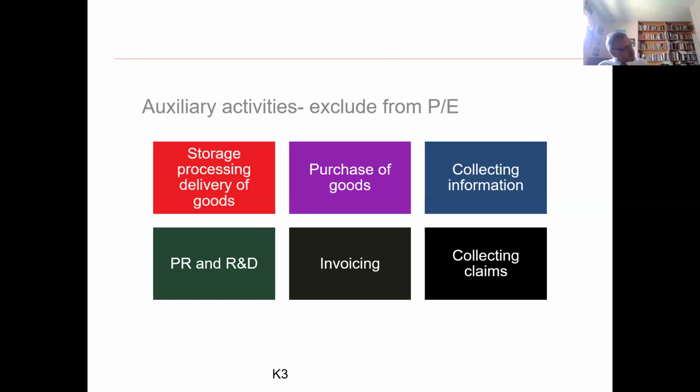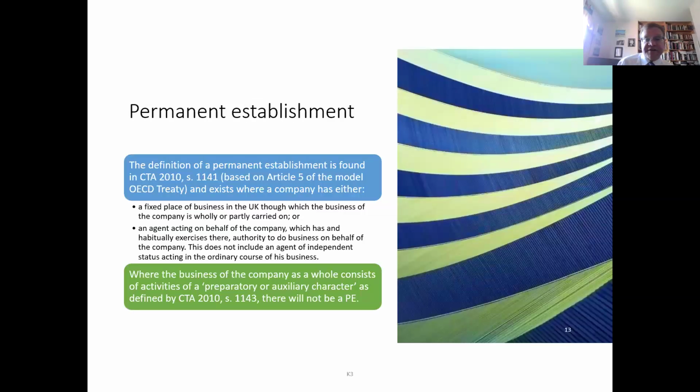Purchasing of goods. So if I purchase goods, timber from overseas, that is not creating a PE. Collecting information, public relations and R&D, research and development, invoicing, and collecting claims. Now, all of those elements individually would not create a PE. But if you add them together and you have a substantial enough operation, you could create a PE on that basis.